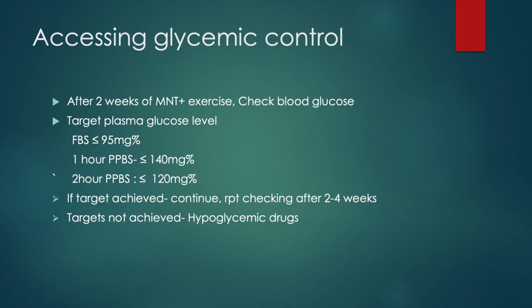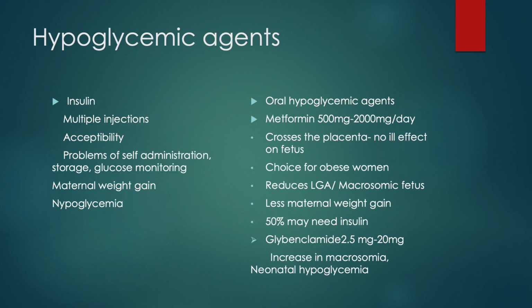If the target blood sugar level is achieved, then it is well and good. You can continue the same regime, and the check has to be repeated after 2 or 4 weeks. If the target is not achieved, that means the medical nutrition therapy and exercise are not sufficient to control the glycemia. Then you have to add hypoglycemic drugs.